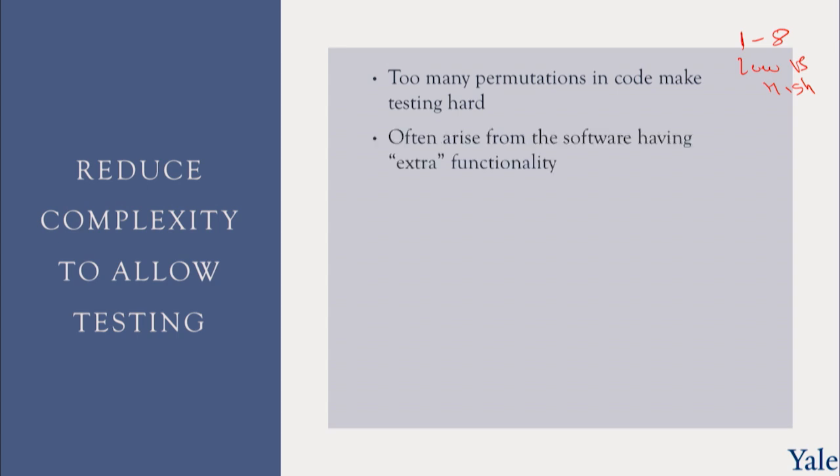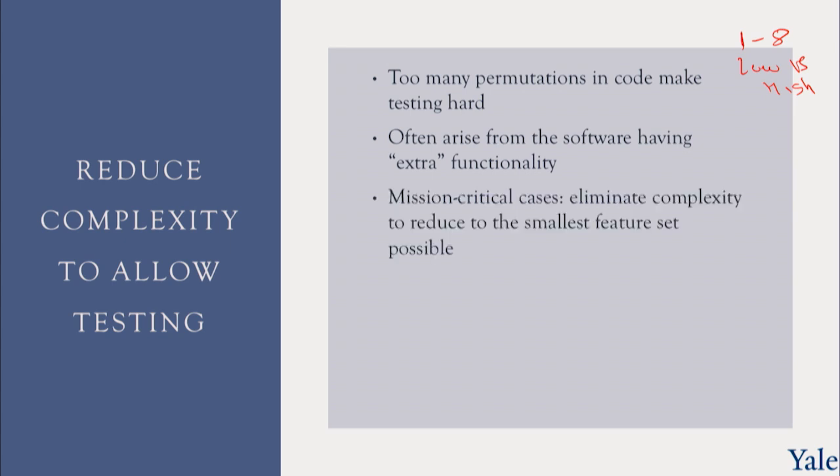It simplifies your code. Complexity often arises from the software having extra functionality, things that the programmer thought we needed, but not necessarily needed by the user. In mission-critical cases, we eliminate complexity to reduce it to the smallest feature set possible, and that is a critical point. Look at your software critically.